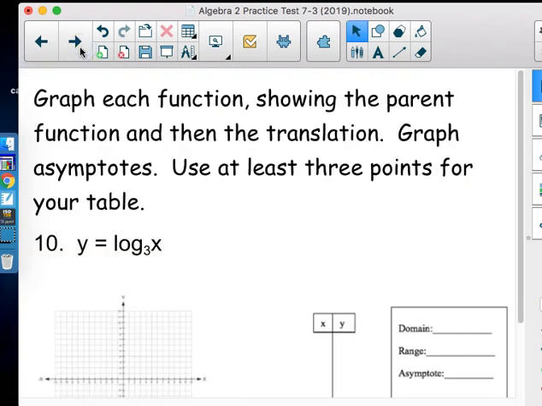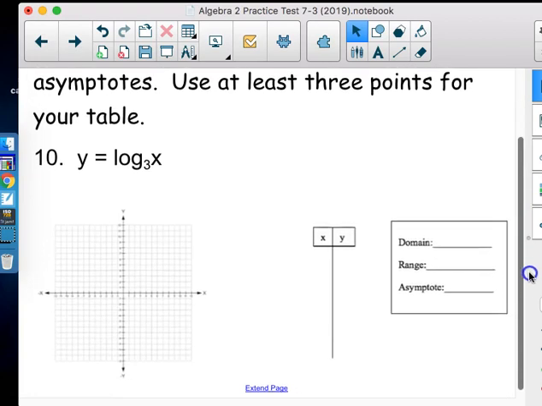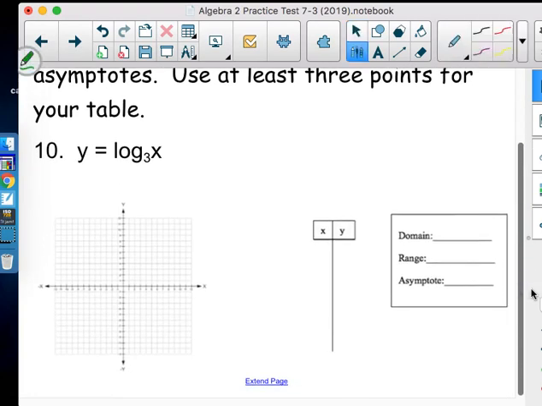Graph each function showing the parent function, because that's what we do. And then the translation. Graph the asymptotes. Use at least 3 points for your table. I think those are really specific instructions here. So, number 10. Remember what we did yesterday? Snail shelled it? Yeah, you can snail shell lefty if you want to. I think most people can do that at this point, but you could also write it backwards.